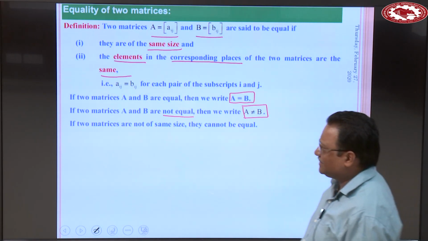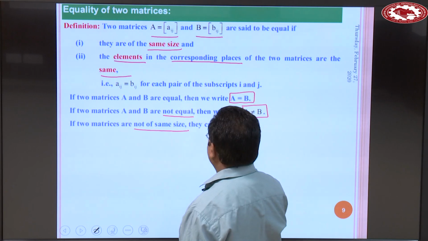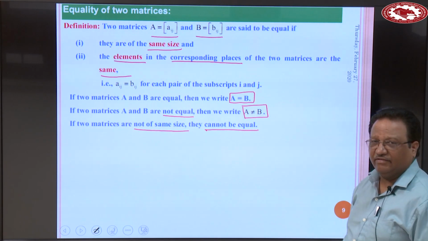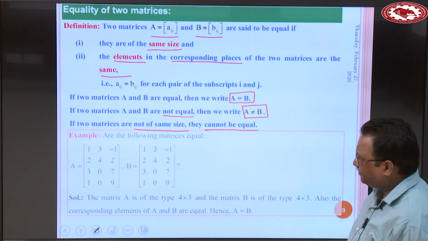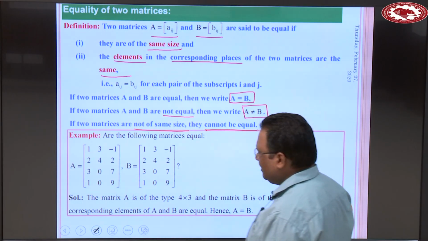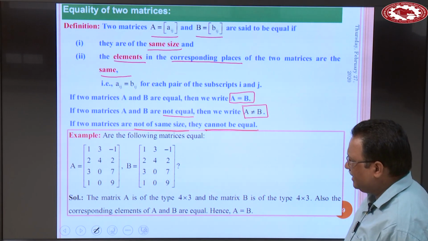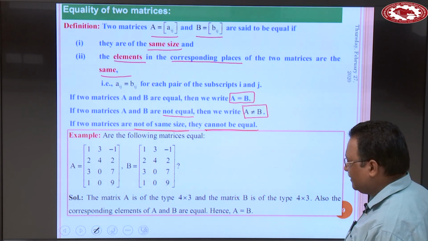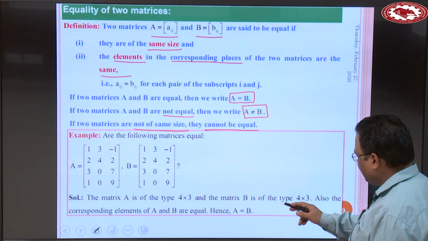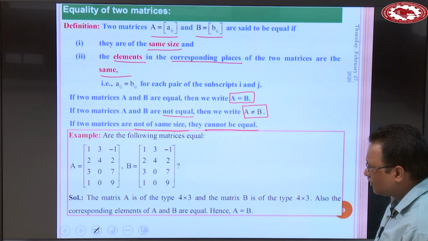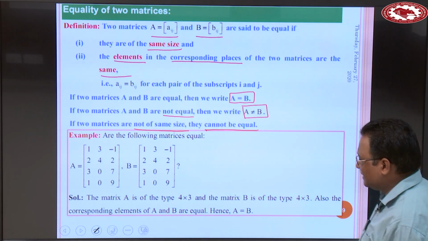And if two matrices are not of the same size, then they cannot be equal. So, all these remarks are very, very important. Okay. For example, are the following matrices equal? We have given matrix A and matrix B. The matrix A is of type 4 by 3, and the matrix B is of type 4 by 3. So, they are of the same size. Also, the corresponding elements of A and B are equal, hence A is equal to B.